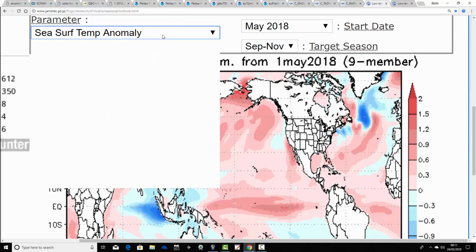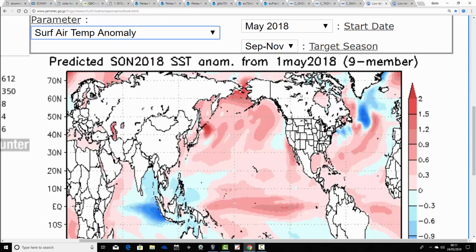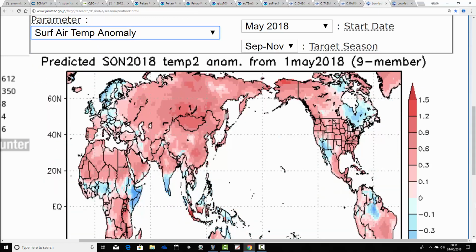So I'm just going to flip this over because that's the wrong chart. So we want to go to surface air temperature anomaly. This is the surface air temperature anomaly that the Jamstack model is predicting for the autumn of 2018. And it's coming out a little bit cooler than average for Scandinavia, for the UK, and for Ireland as well. Other parts of Europe, southern Europe, coming out with a warmer than average autumn. But for the UK, it is a little bit cooler than average.